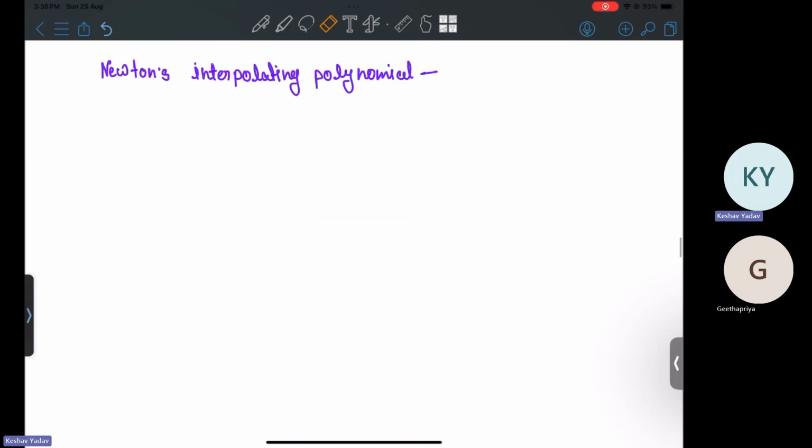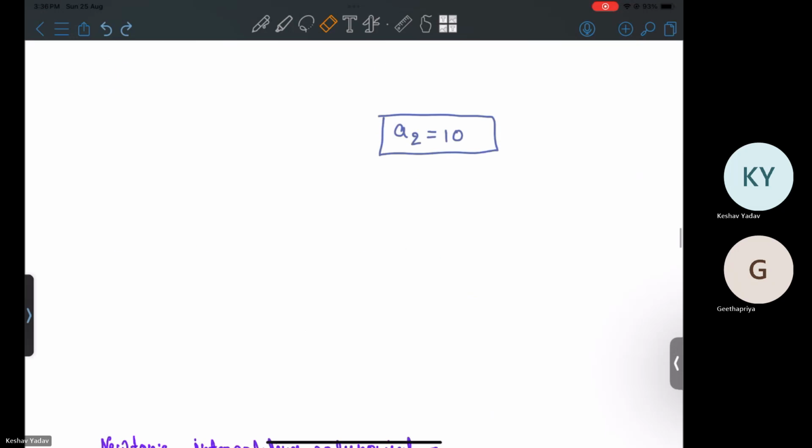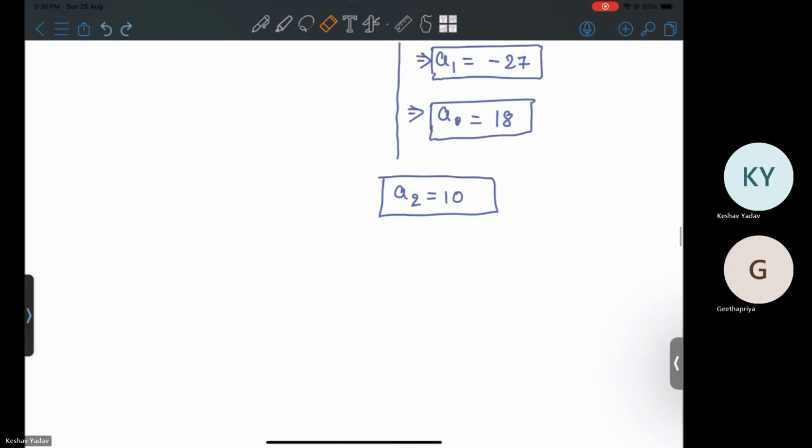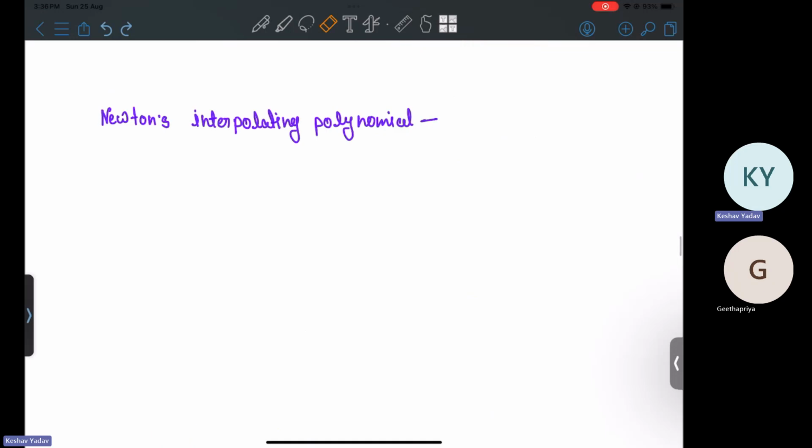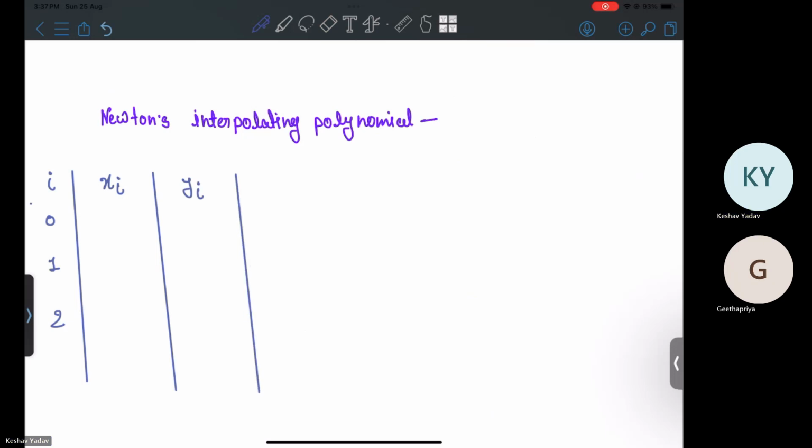Now what we will do, we will try to solve this problem using the Newton interpolating method. So in the Newton interpolating polynomial method, I simply make a table like that. So this is my i: 0, 1, 2. Then I will write xi, then yi. This is my table.